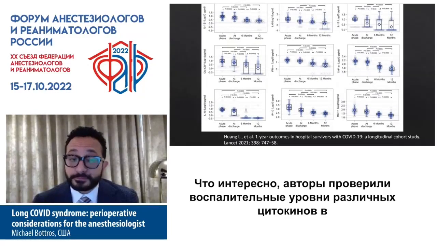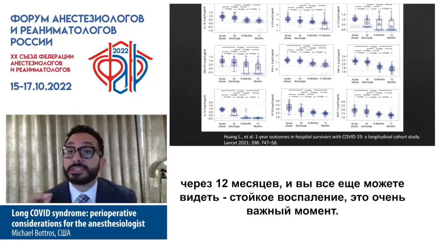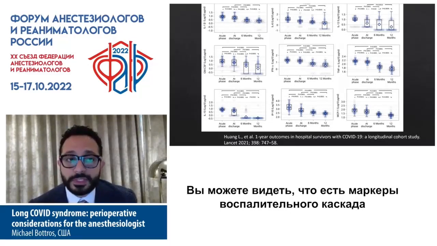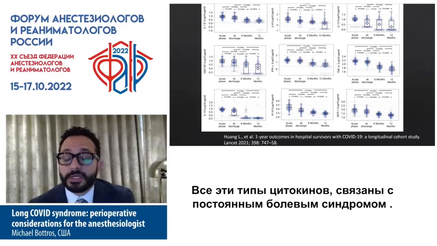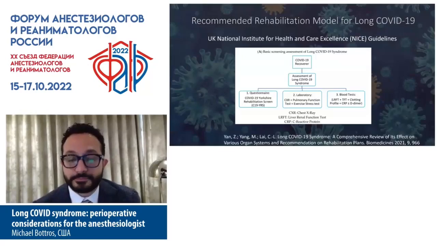What's interesting is they checked inflammatory levels of different cytokines at the acute phase, and then when they were discharged from the hospital, and then at 6 months and 12 months, and you can still see persistent inflammation. That's very important. You can see that there are inflammatory cascade markers that are still present via IL-1 beta, IL-6, TNF-alpha. These are all the types of cytokines that have been associated with persistent pain syndromes.